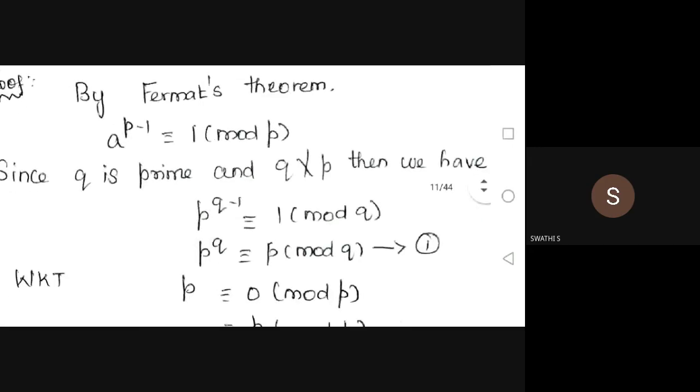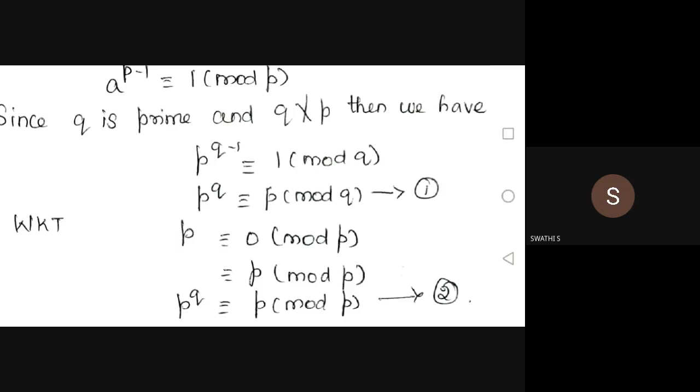Then we know that P is congruent to 0 mod P. Obviously you all know P is congruent to 0 mod P, because when P is divided by P, the remainder is 0. Therefore P is congruent to 0 mod P, and also 0 is congruent to P. In another form, P is congruent to P mod P.